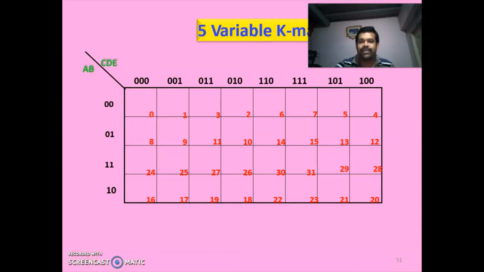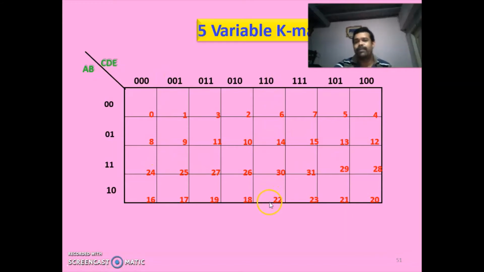So next we are going to see the 5 variable map. The 5 variable map will be having 2 to the power 5, 32 cells. So these are the 32 cells of the 5 variable map. We are using the variables A, B, C, D and E. If you check the 5 variable map, we can see that we are having the numbers from 0 to 31.